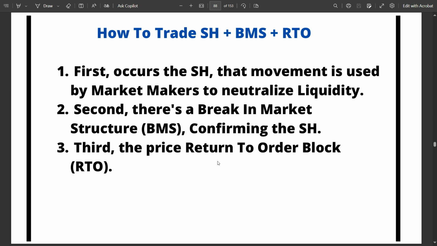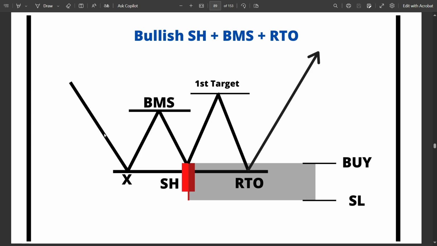Next, a break in market structure confirms the setup. Finally, price returns to the order block and you can enter the trade. Market makers place their orders in these areas, and because of the high volume, price can't easily break through these zones. If price revisits this area, it bounces back sharply due to the strength of the orders in the block.